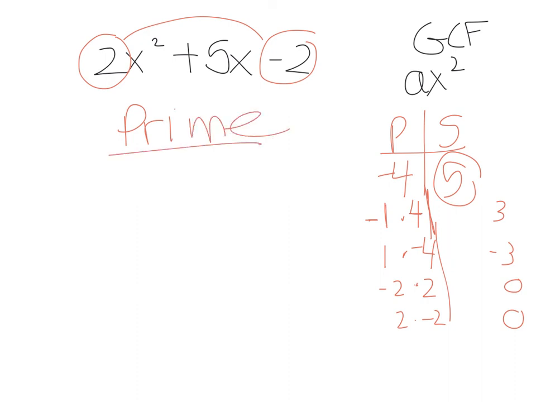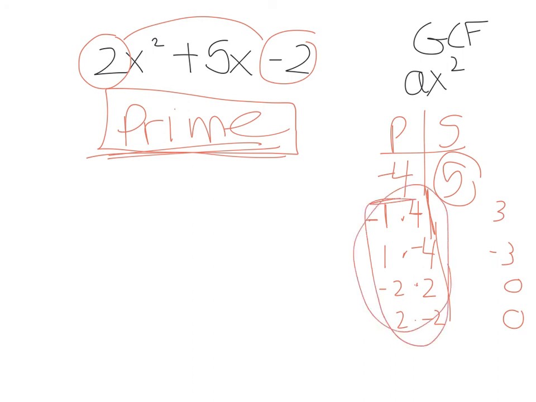It is prime. When it doesn't work, some of them will come out to be prime. Not many, but every once in a while you're going to get one that's prime. If you try every combination of products to get this number, and none of them give you this sum, then you could put down prime as your answer. That is all for this video.